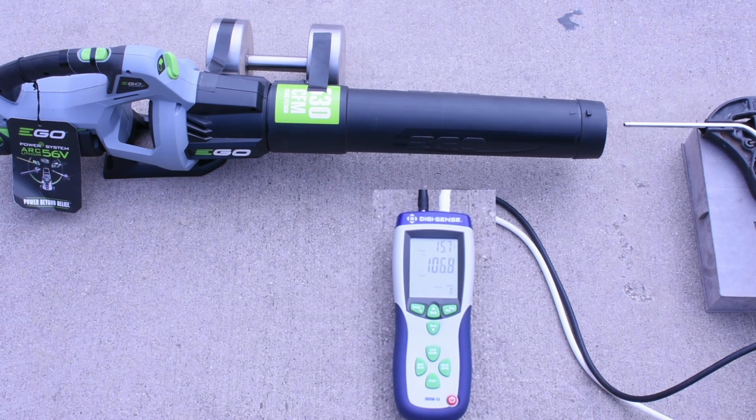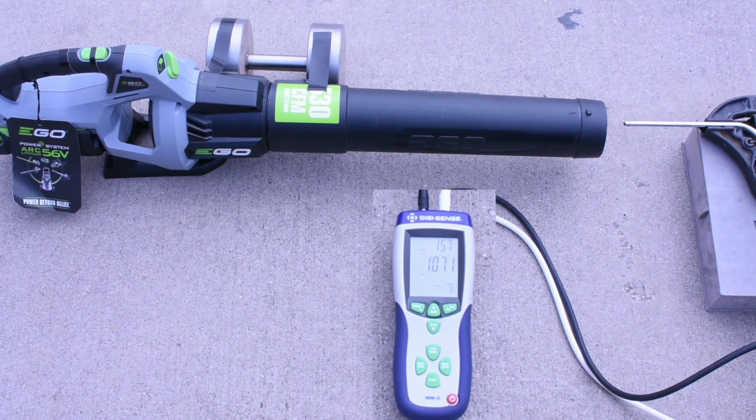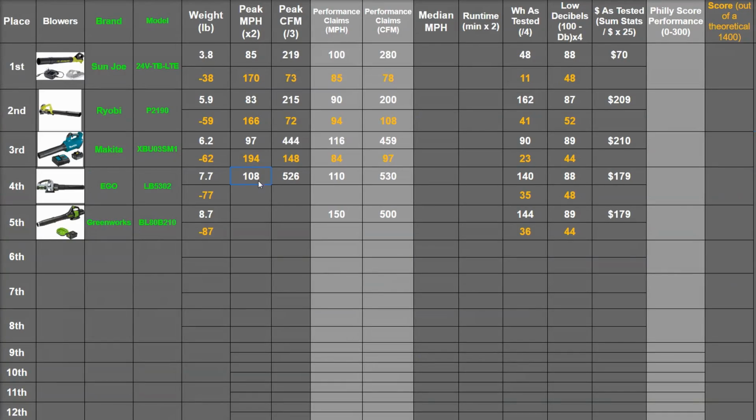Ego says this model can make 110, 530. We saw 108, 526. I mean, to be honest, if TTC was rating this tool, we likely would have stamped the exact numbers Ego did on this box on both figures, not something that happens on this channel too often. So that's good news and means you may be able to compare models within Ego's line pretty well on paper. But how does it compare against other brands? Are they playing by the same rules?